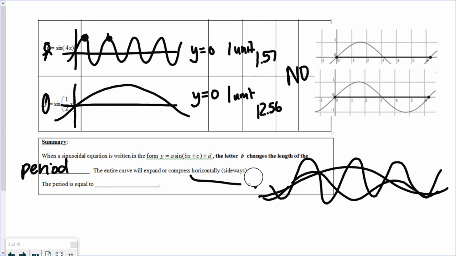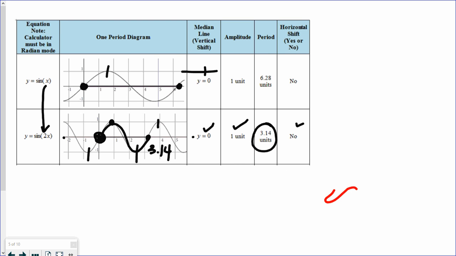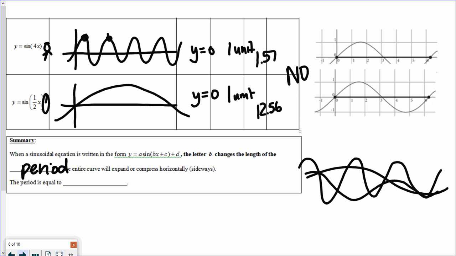So the period is equal to, this is on your formula sheet, 2 pi, yes, that's pi 3.14, divided by b. Or the other way that you can write that, b is equal to 2 pi over the period.